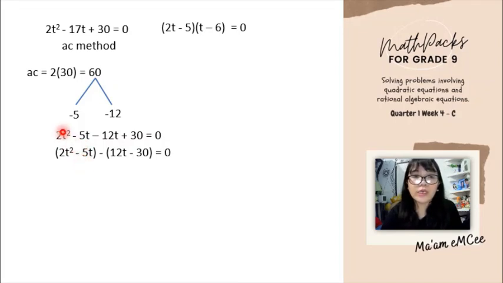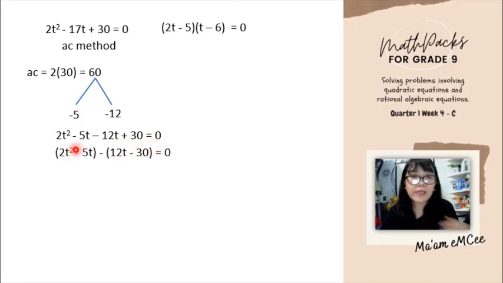So, let us group 2t squared minus 5t. And then, you will see to it that there are common factors on that. But every number and every term has a common factor, which is equal to 1. So wherever you group them, okay. So, we will be grouping 2t squared minus 5t, and we will be grouping negative 12t and 30. We will be putting them into one group.